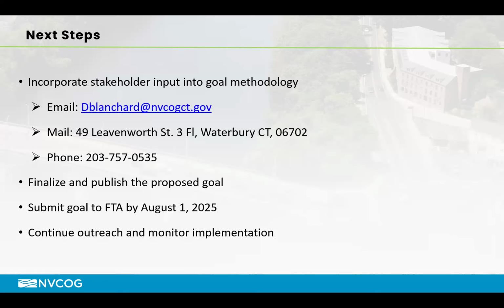Once we incorporate the feedback and our public comment period is closed, we then finalize and publish the proposed goal to be submitted to the Federal Transit Administration by August 1st of this year, 2025. Then after, we will continue outreach to disadvantaged business enterprises and monitor implementation of our DBE program.